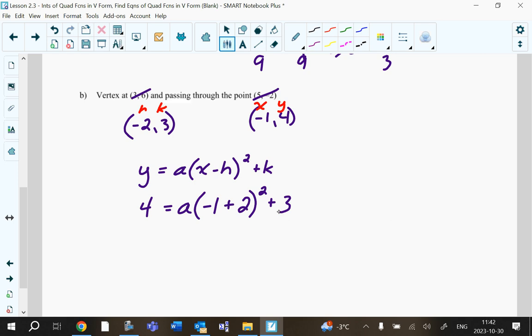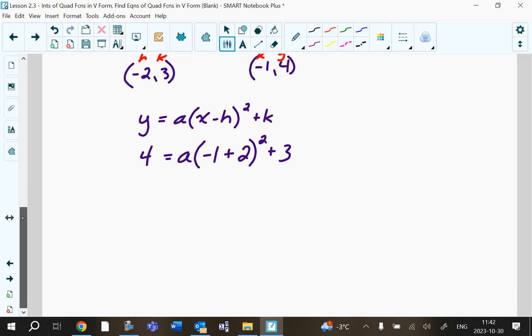I believe so. But remember, now you've got to write the final equation. So we do this first. -1 plus 2 is 1. 1 squared is still 1. So a times 1 is just a, plus 3. a is going to equal 1.